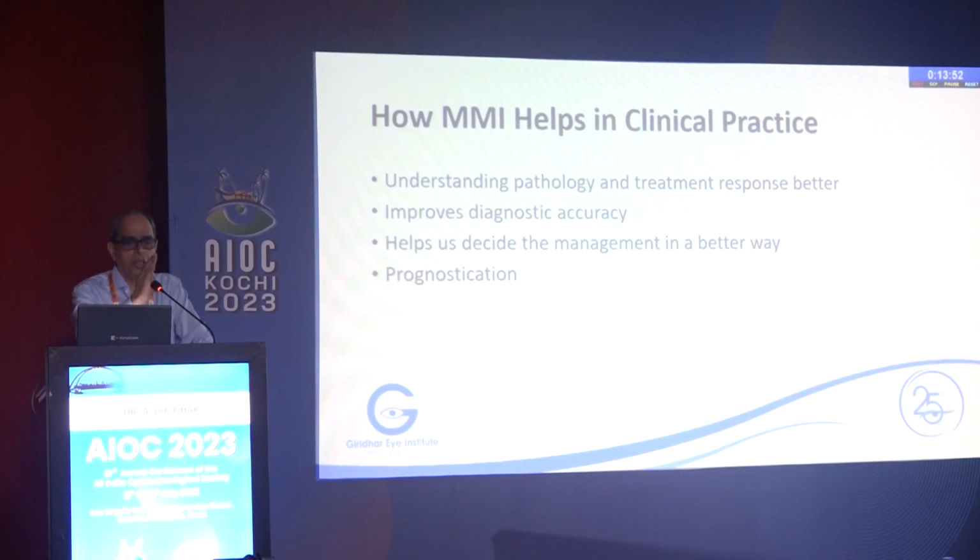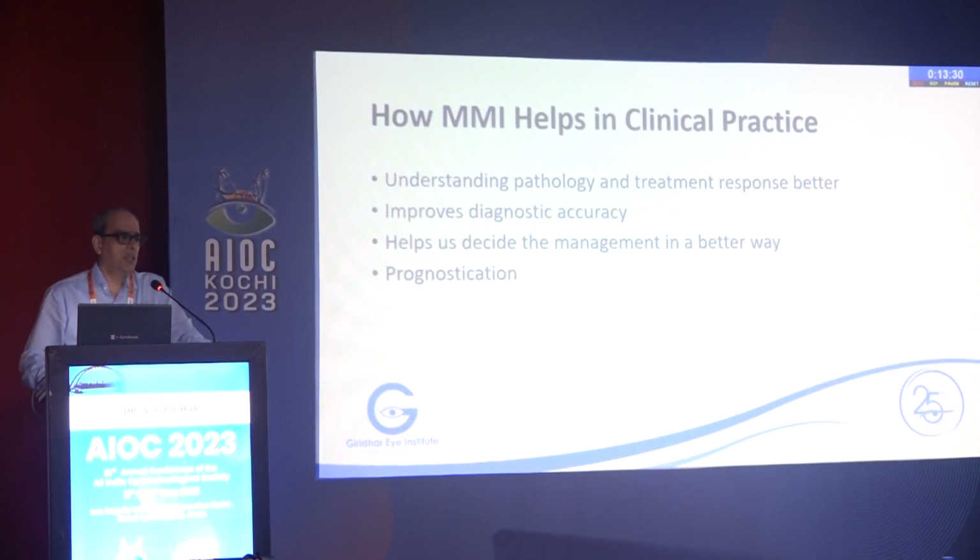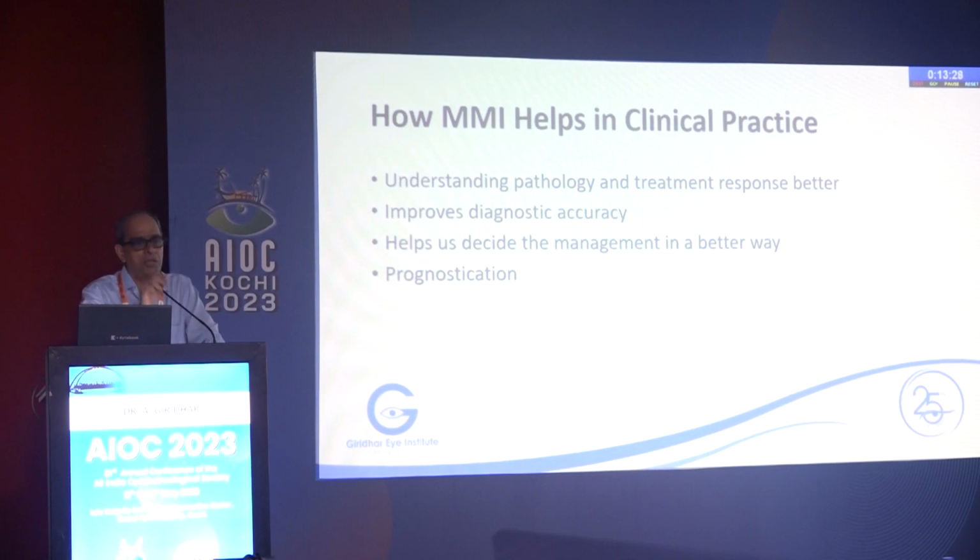Can anyone tell me how you define multimodal imaging? Multimodal imaging is presently defined as using more than one imaging modality for the diagnosis or prognostication of a particular disease. So that is actually the definition that has been given. More than one imaging modality. So you may use 2, 3, 4.